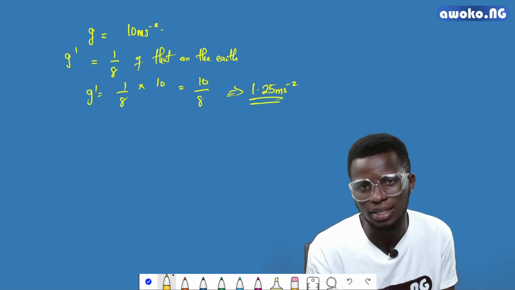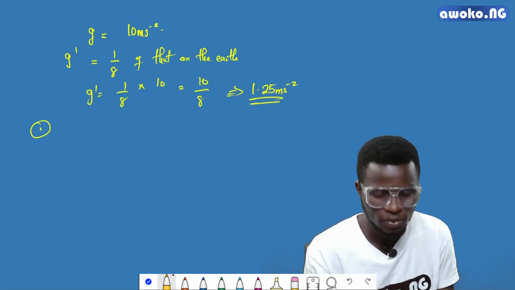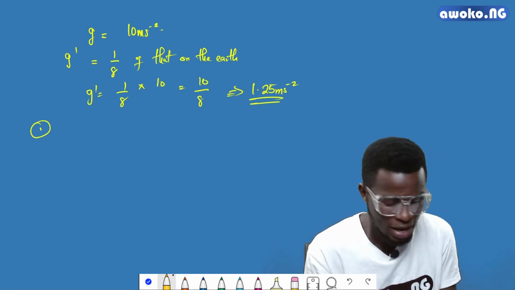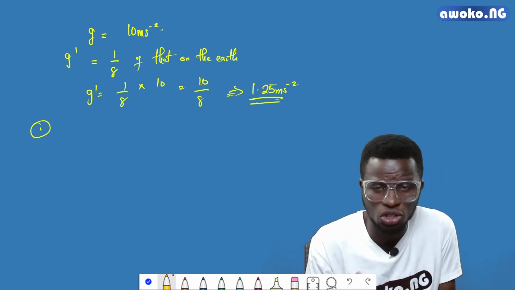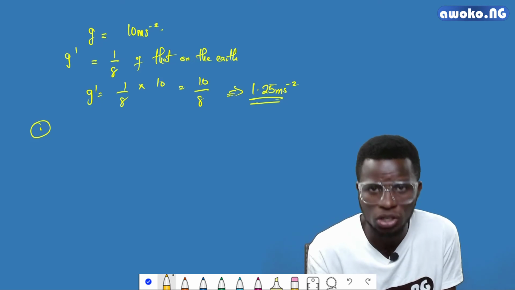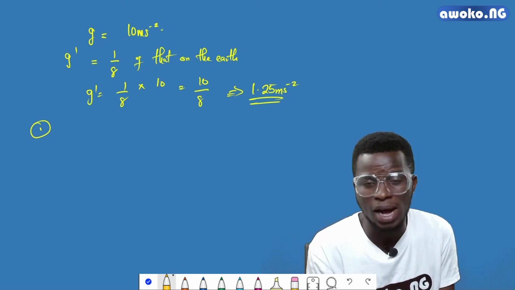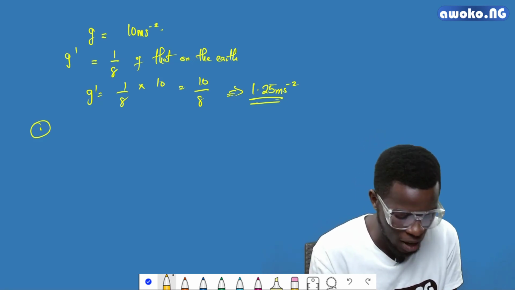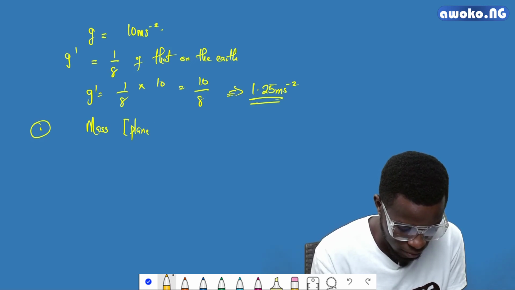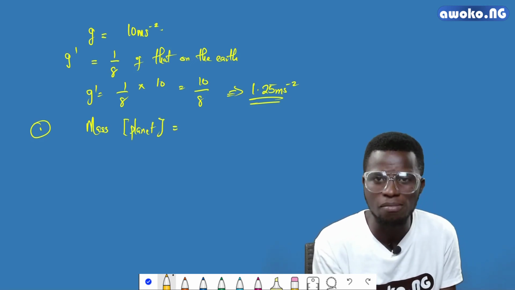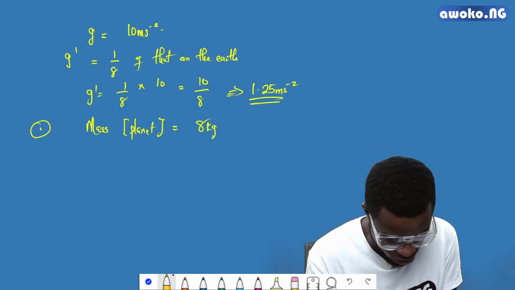So how do we find the weight? Let us find the mass first. Without solving this, we should know that the mass remains constant because the mass of an object does not change irrespective of the location. That is the major difference between mass and weight. Weight changes, but mass remains constant. Therefore, mass on the planet will be equal to the same mass on Earth, which is equal to 8 kilograms.